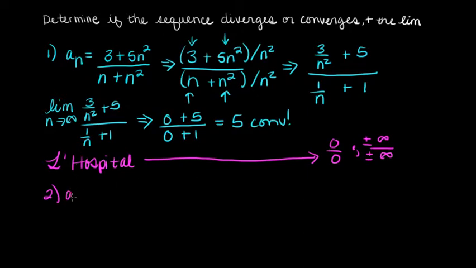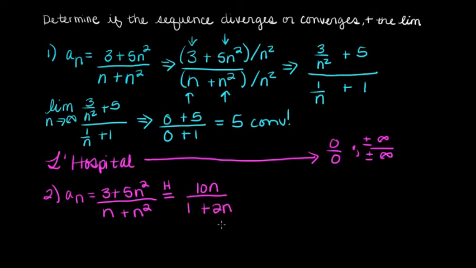So we have a of n equals 3 plus 5n squared all over n plus n squared. Whenever we're going to apply this rule, we'll put a little h over our equal sign. That tells your professor or whoever you're doing this for that you did this rule. Let's go ahead and take the derivative of both the numerator and the denominator. 3 will go to 0. Then we have 10n all over 1 plus 2n.